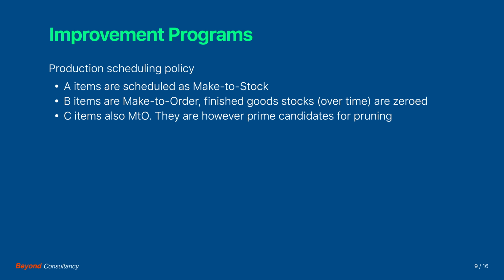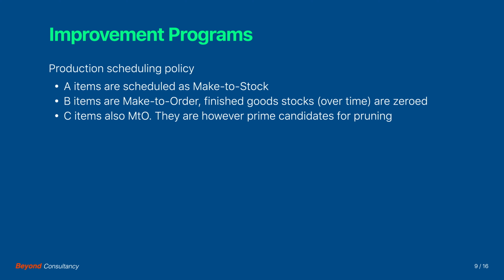The ABC analysis results in two main improvement areas. The first one concerns changing the production scheduling policy. All A items are scheduled as make-to-stock. This means that the customers experience the highest module availability and the shortest ordering lead times. The module supplier carries the risks and the costs of the parts and the modules inventories.